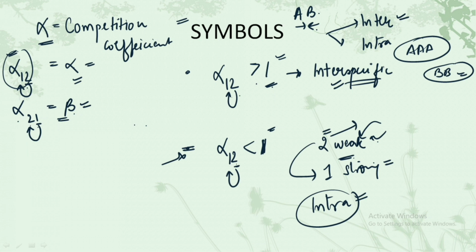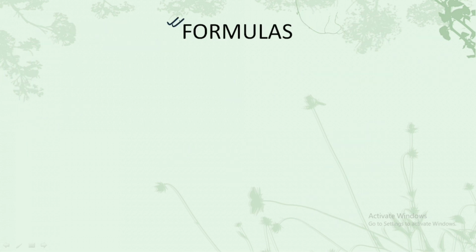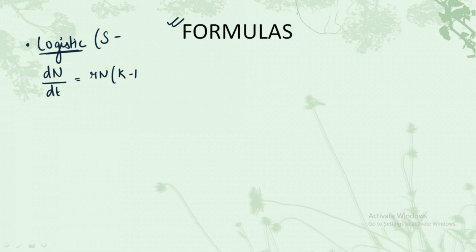So this was about the symbols. Now we have to understand the various formulas that are used in the Lotka-Volterra model. The first thing to understand is population growth, where the population is growing with logistic growth, that is, the S-shaped curve for population growth. In that case the formula is dN/dt = RN(K - N)/K, in which R represents the intrinsic rate of increase, N represents the population size, and K represents the carrying capacity. We have discussed this.